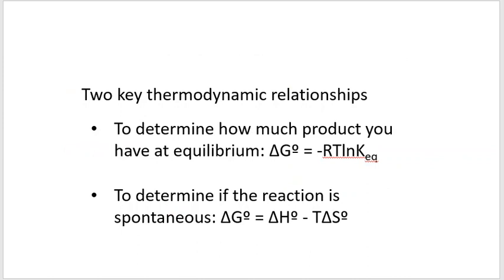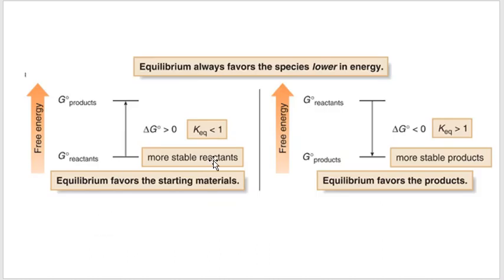So there are two key thermodynamic relationships to remember that can help us think about the relationship between delta H and delta S, entropy and work, or Gibbs free energy, and also the equilibrium constant. So let's look at the first equation first. The overall idea of this tells us that equilibrium favors the species lower in energy.